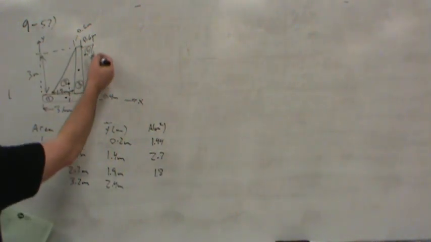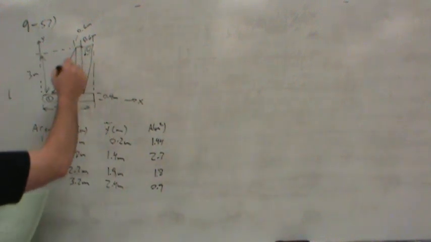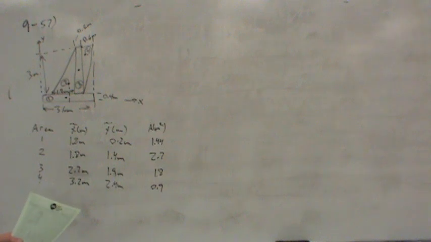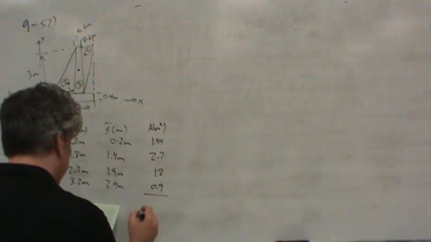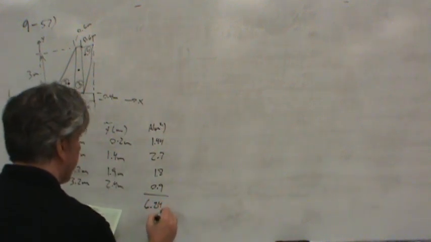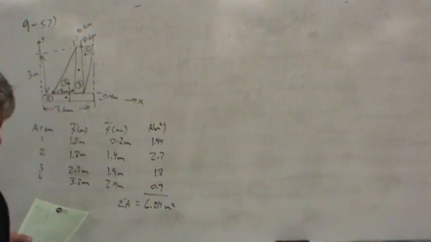So then for area 4, I would expect to get half of that, 0.9, because it's a triangle, very much like the rectangle. Despite my drawing, the triangle is half the size of the rectangle. So summing all of the areas, you get 6.84, and of course those are square meters, sum of the area.